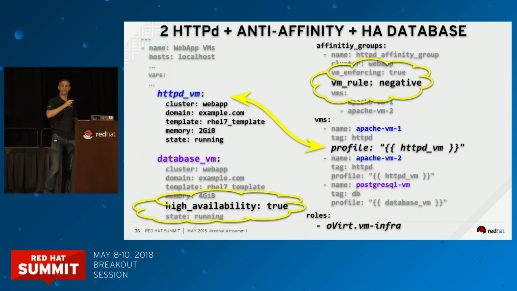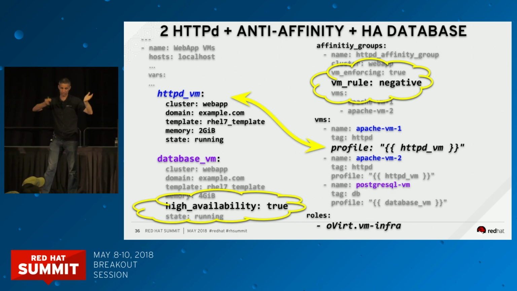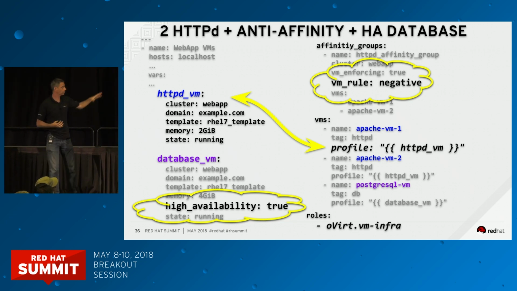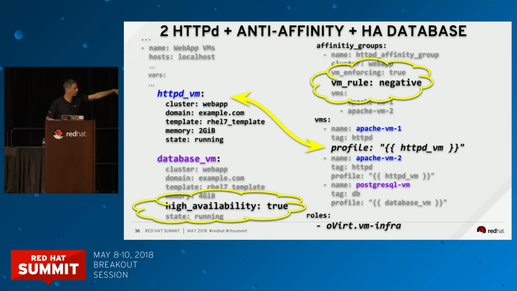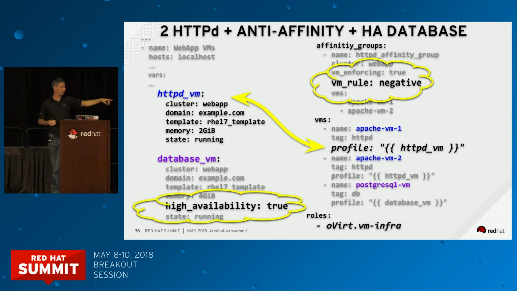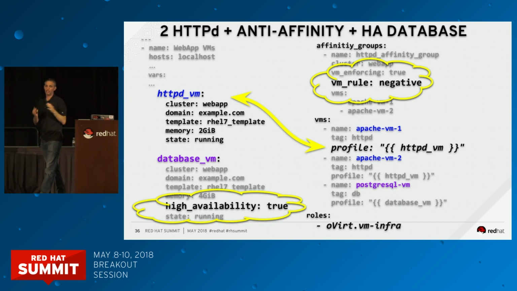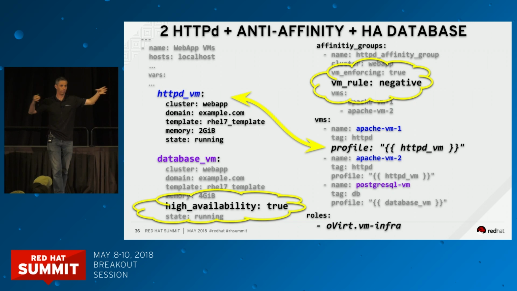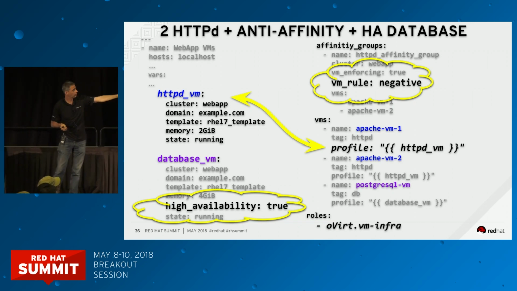This one sets up an application, like a web server, two web servers essentially, somehow load balancing, and a database as a backend. How does that work? I'm defining two profiles, one for the HTTP VM and one for the database VM. I've decided that the database should be a highly available VM. Again, another property, that's about it. Now I'm defining the anti-affinity, or negative affinity, between the web servers because I want them to run on different servers in case something bad happens. And then I just define the VMs.